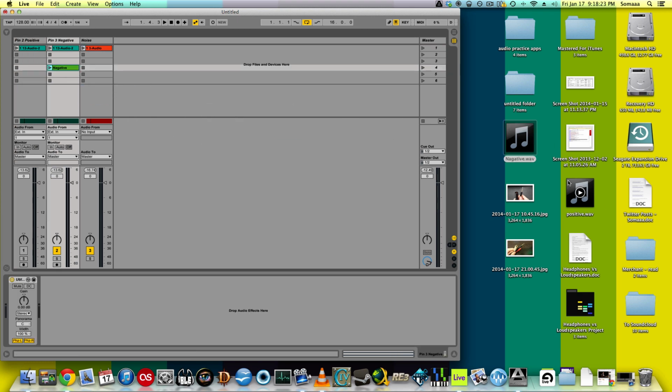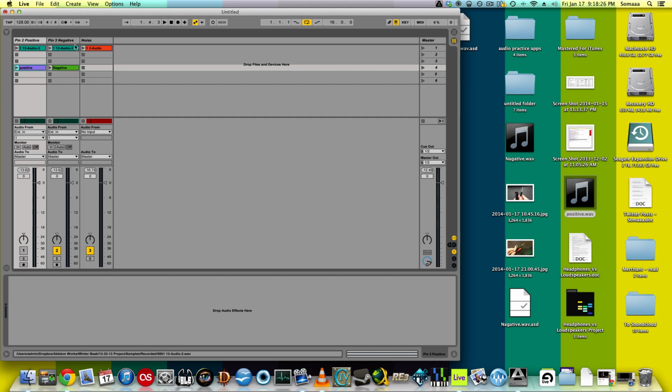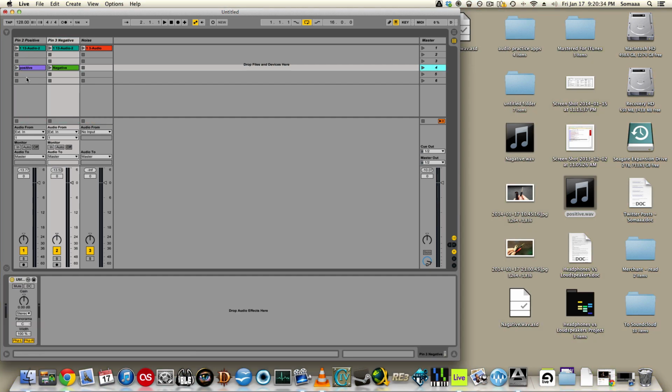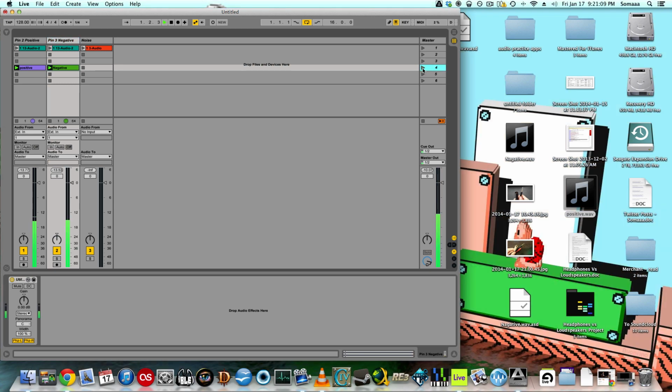So this was the negative, and this was the positive. So let's listen to pin 2 again, and then pin 3. They both sound the same, except this one was polarity reversed. So now I'm gonna flip the polarity again. It's already on. So when I play these two at the same time, the noise should cancel out. So the end result is a louder signal than the original and no noise.